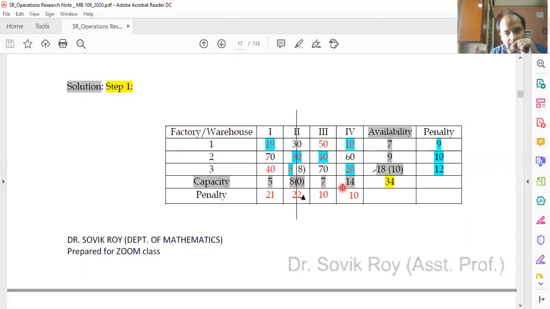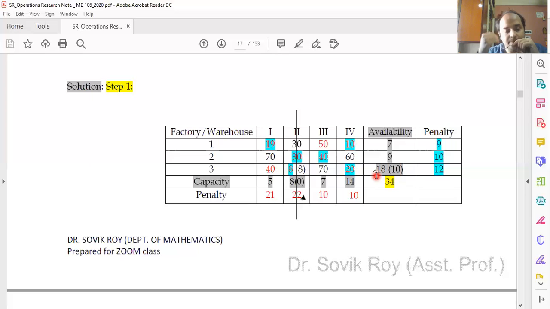And step number 1 was that you will be able to apply Vogel's approximation method if the transportation problem is balanced. So before starting the problem, we check whether the sum total of 7, 9, and 18 is 34, and 5, 8, 7, 14 is 34 or not. If the total of these rows and the total of these columns is same, then this transportation problem is balanced and we are in a position to start the problem.